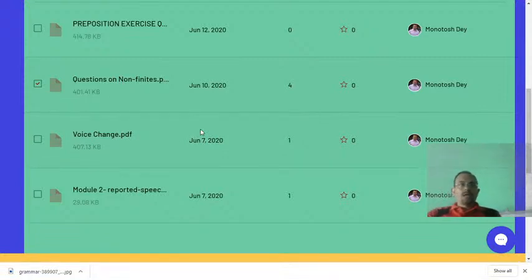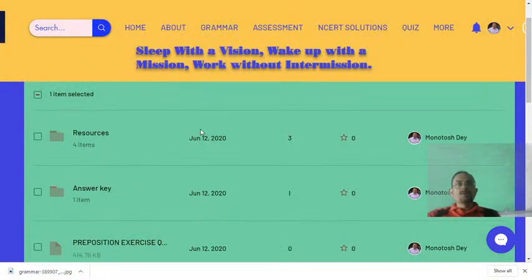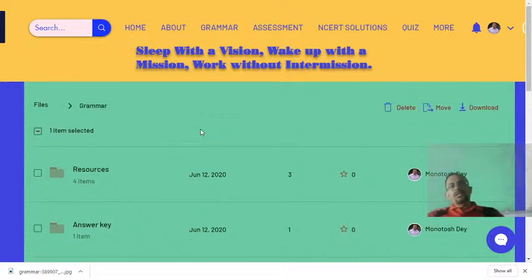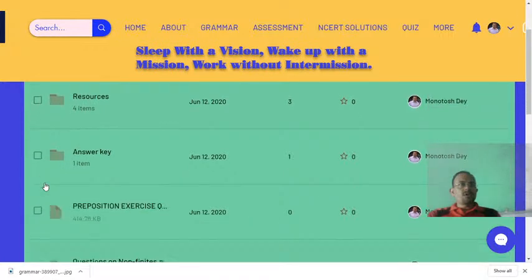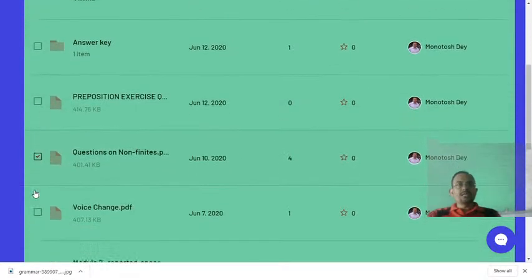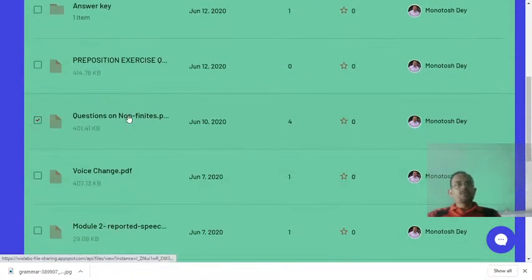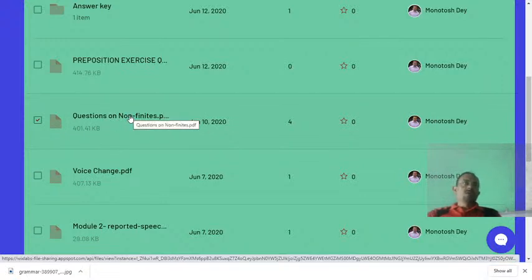Sometimes you will click on some of the links which will take you to this page, that is the library section of my website, and then you check for the boxes. The box which is ticked like this is where you have to go. So let me click the file here.